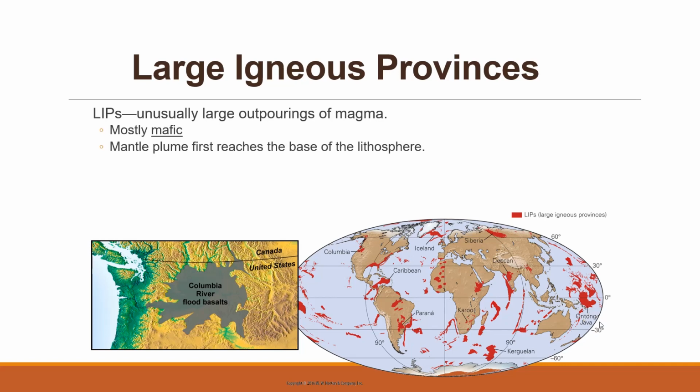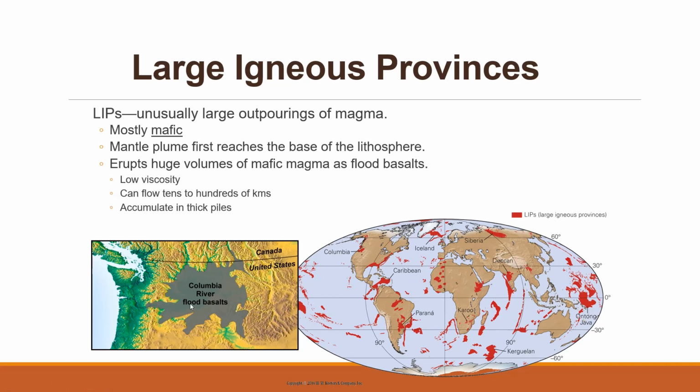These tend to be mafic. This happens when we have a mantle plume first reaching the base of the lithosphere, and we have this large outpouring. It erupts huge volumes of mafic magma as what we call flood basalts. Basalts because they're mafic, and they're cooling fast. Flood because there's massive outpourings of them. This is the Washington area. The Columbia River flood basalts cover a good portion of a state.